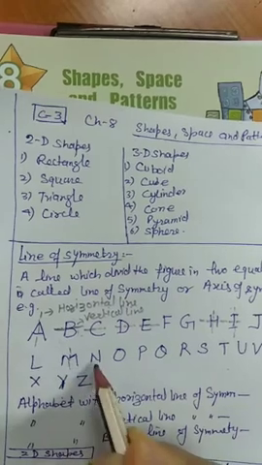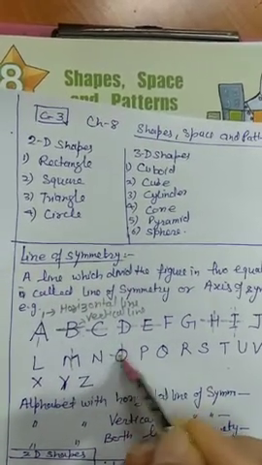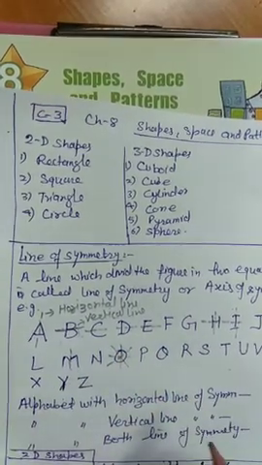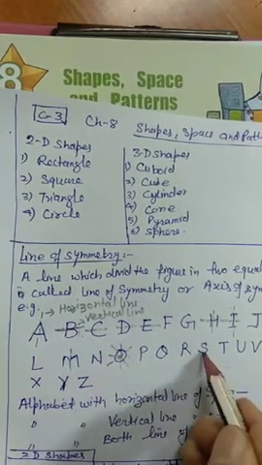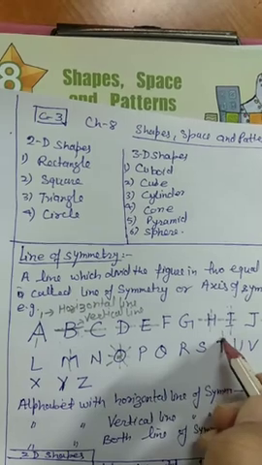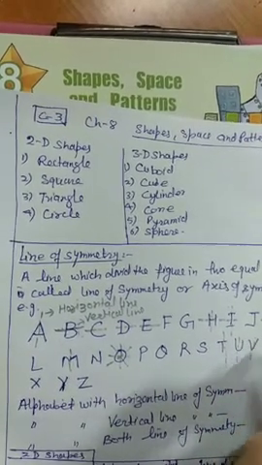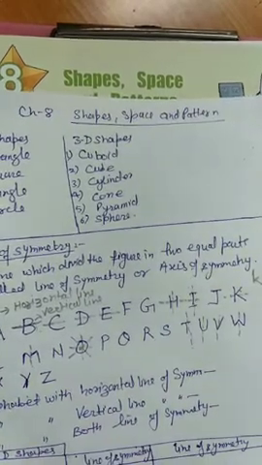M, yes. N, yes. O, yes. Two lines of symmetry. Or if you write O like a circle, then it has infinite lines, meaning many lines of symmetry. P, no. Q, no. R, no. S, no. T, yes. T has one line of symmetry. U has one line of symmetry. V also has. W also has one line of symmetry. All are vertical lines of symmetry.